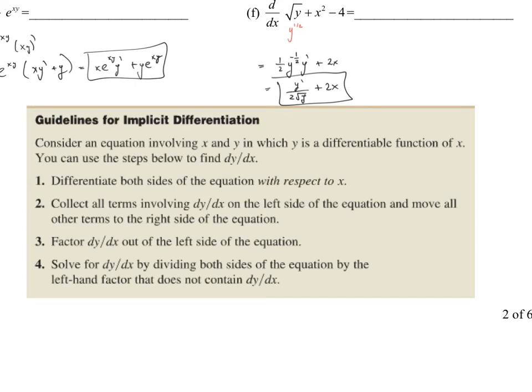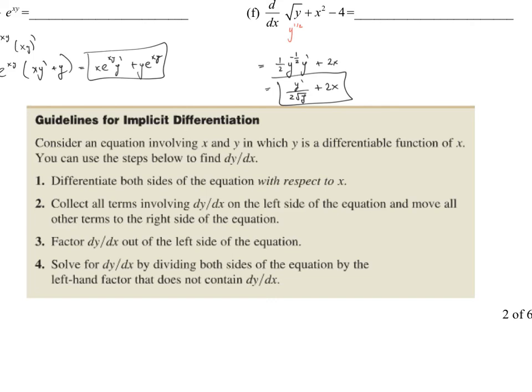Guidelines for implicit differentiation. It says, consider an equation involving x and y in which y is a differentiable function of x. You can use the steps below to find dy dx. So the first thing you're going to do is differentiate both sides. Remember, the derivative of y is y prime, okay? And the derivative of y cubed is 3y squared y prime. And if it's xy, you need to use the product rule, okay? So everything that we just did on this page, you're going to differentiate both sides of the equation.